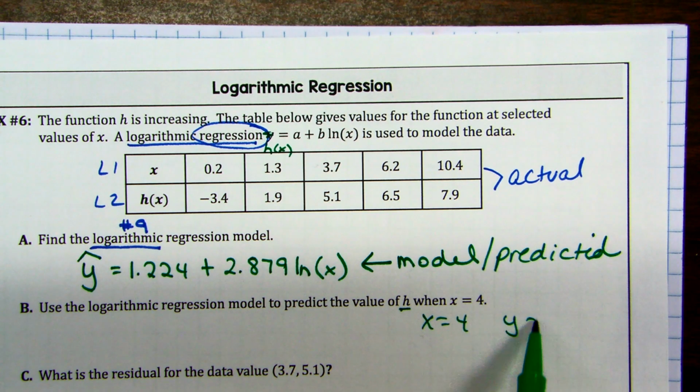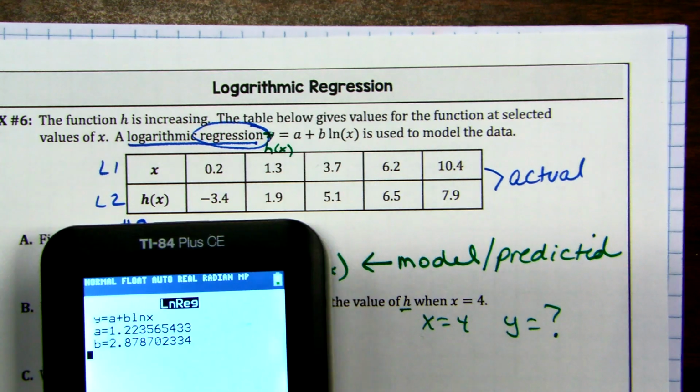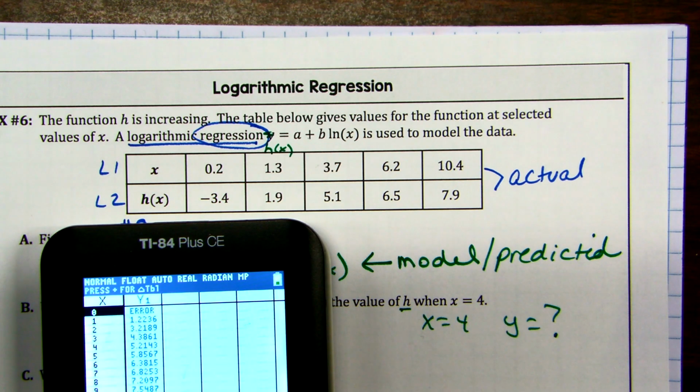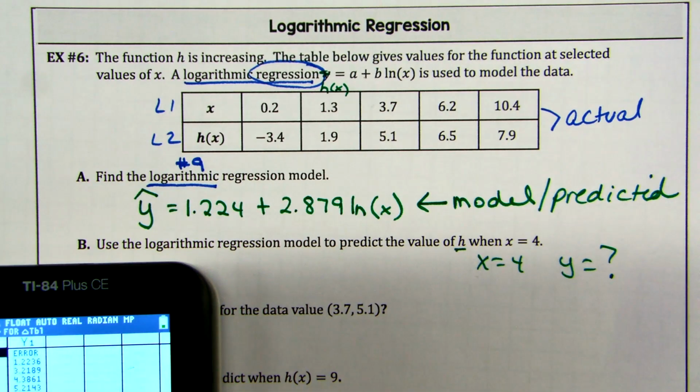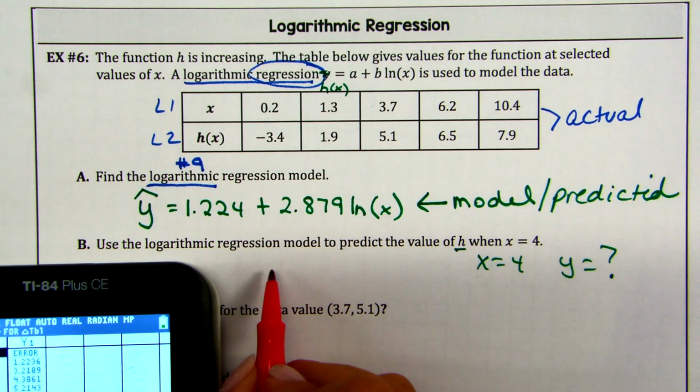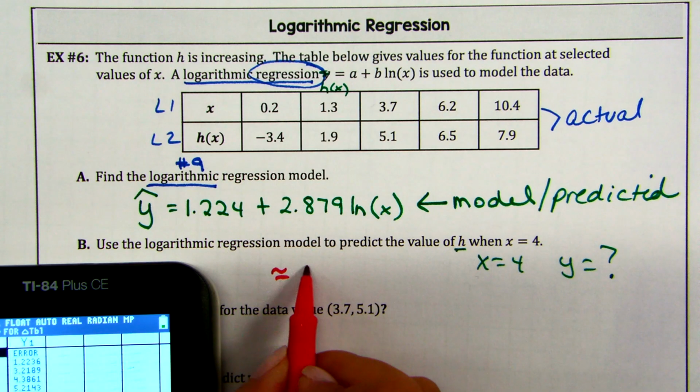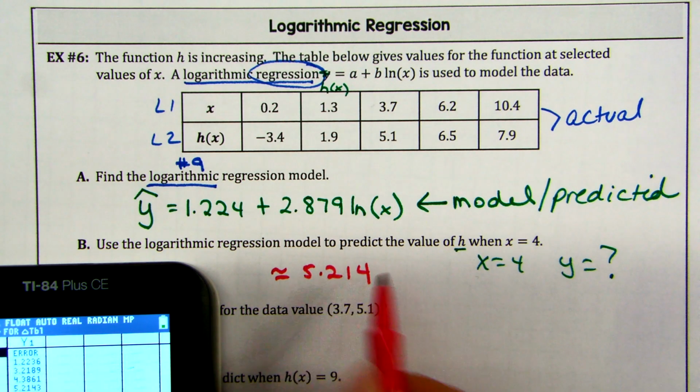and I need y, is that table or is it intersection? Table. Yeah, right. Go to your table, find x is 4, there's your answer. As long as you saved your function in the calculator, it should be right there in your table. So that'd be approximately 5.214. Okay? Right out of the table.